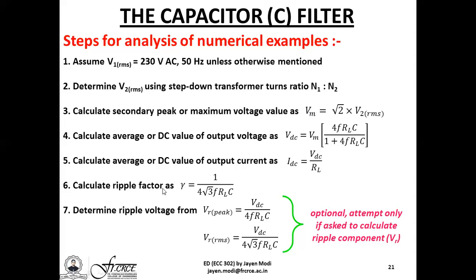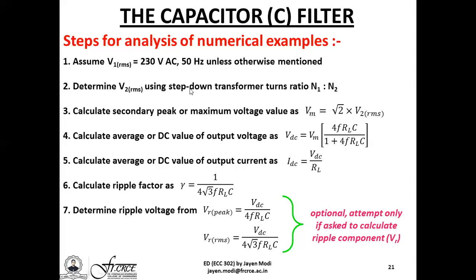Ripple factor calculation is completely independent of steps 1, 2, 3, 4, and 5 because you only need the component values of RL and C. This is given by gamma is equal to 1 upon 4 root 3 into F into RL into C. And if you are asked to calculate ripple voltage, then the equations are the same. The peak value of this particular ripple voltage is given by VDC upon 4 into F into RL into C, whereas the RMS value of this particular ripple voltage is now given by VR RMS is equal to VDC divided by 4 root 3 into F into RL into C.